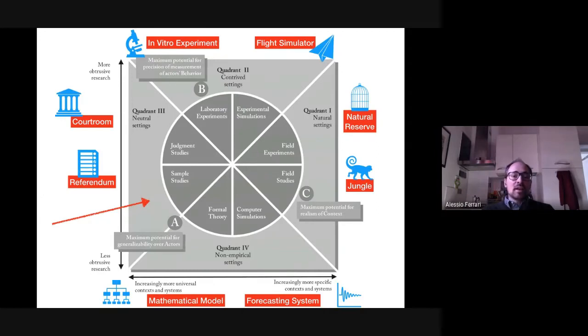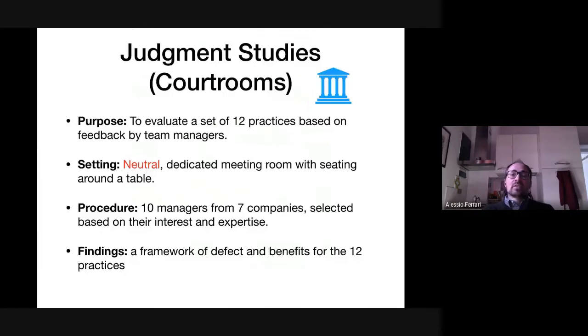This is in vitro experiment, and now let's look at the methods that are related to a neutral setting. So I'm not in the natural one, but I am in a neutral setting. Let's see some example that is easier. First one is judgment studies that are, as I said, similar to courtrooms. For example, I want to evaluate 12 practices based on the feedback of team managers.